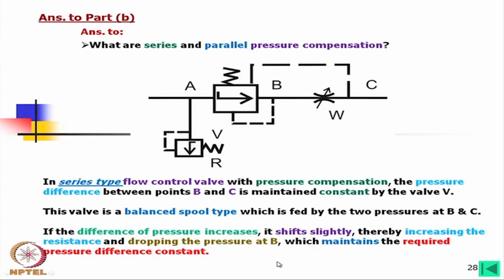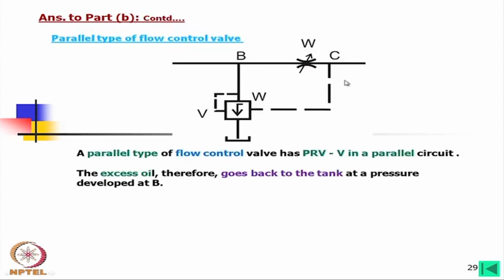Now, here I would like to mention, for this type of question you need not draw the detailed schematic figure, rather you should go for the symbols. Now, this is parallel type. As you see, there is no pressure control valve here. A parallel type of flow control valve has a PRV in a parallel circuit. The excess oil therefore goes back to the tank at a pressure developed at B.